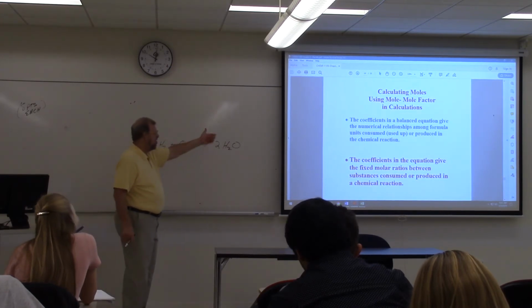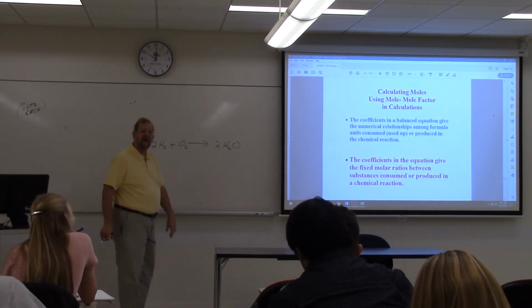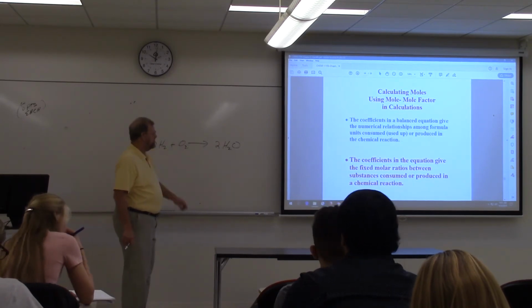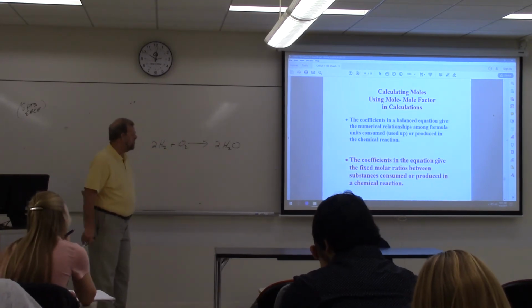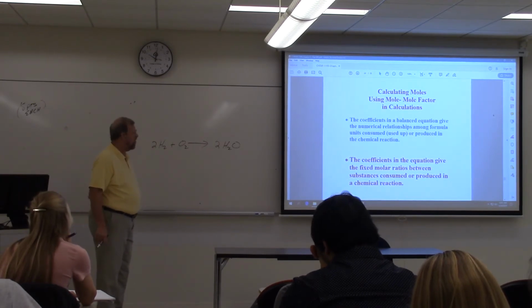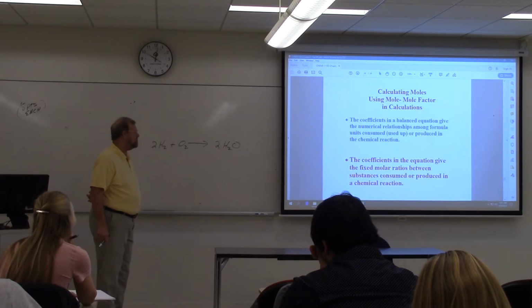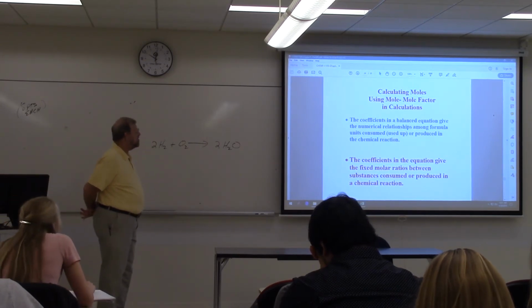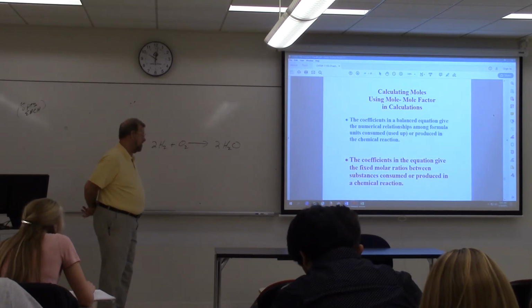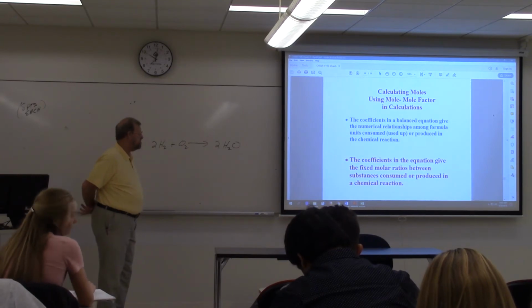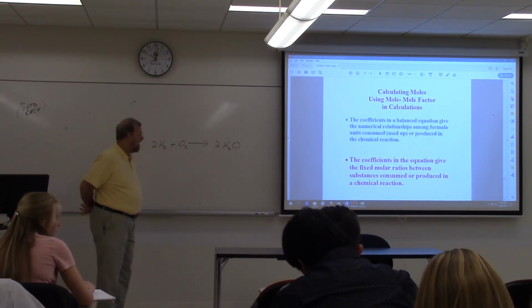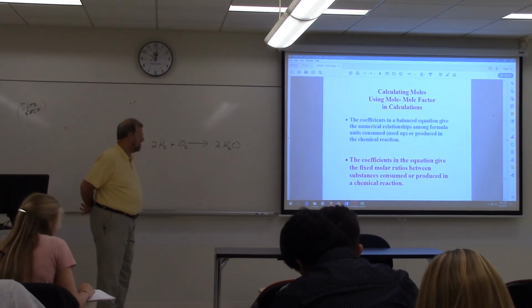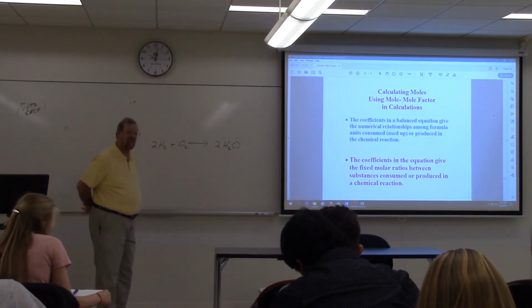And that is the coefficients, the number in front of a balanced chemical equation gives you the numerical relationship among formula units consumed or produced in the chemical reaction. What's more important is the one in red, which I wrote, the coefficients, and I'll never ask this in a test, but you should know how to use this. The coefficients in a balanced equation give the fixed molar ratios between the substances consumed, the reactants, and the products produced, and it should be and, not or, in a chemical reaction.